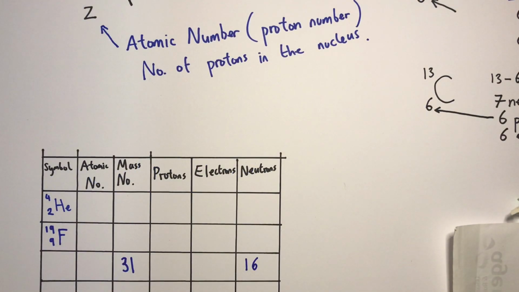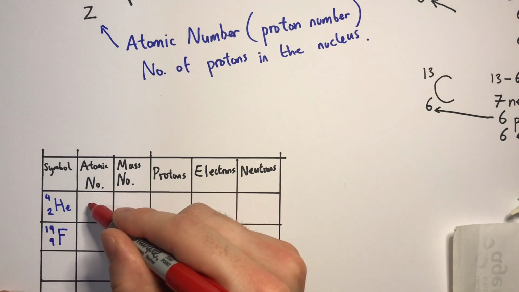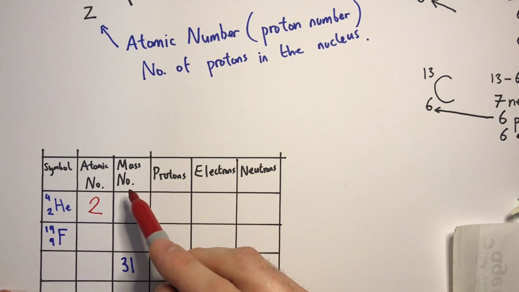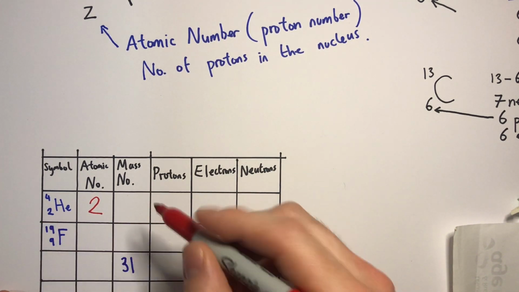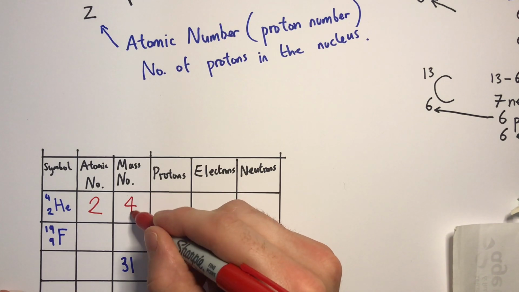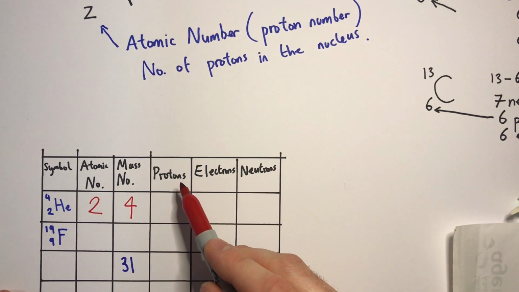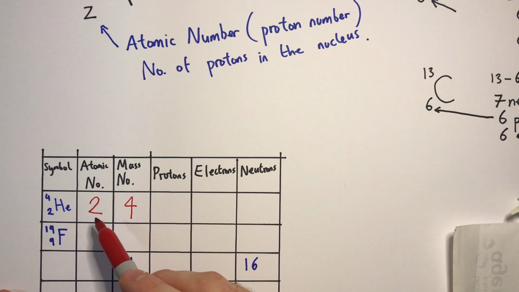Okay, let's fill in this table. So we have, to begin with, as a symbol, He, helium, 4,2. So that's the version of helium we're talking about. The atomic number is the small number, so that's 2. The mass number is the large number, so that's 4. Protons is equal to the atomic number, so that's 2.